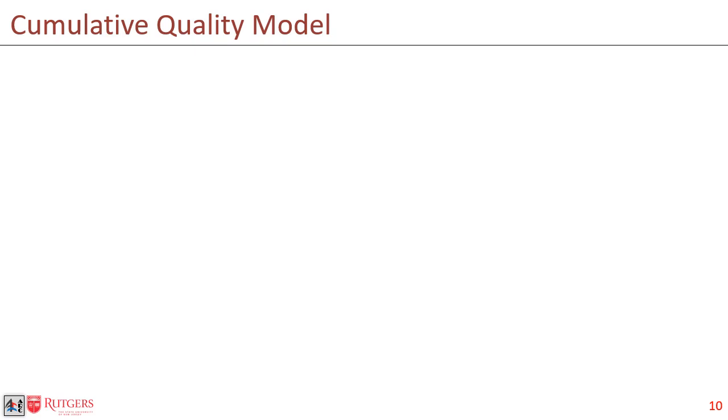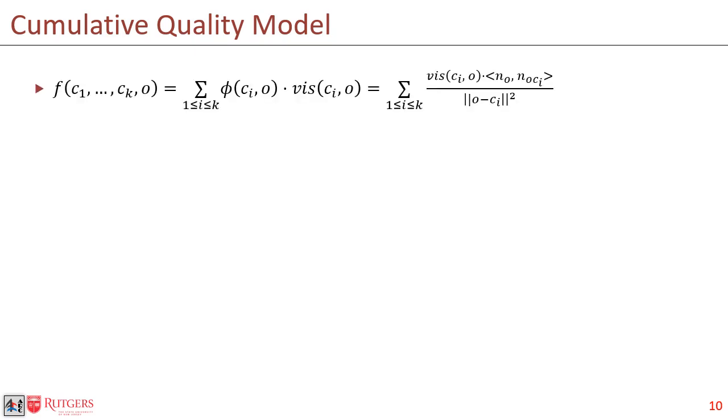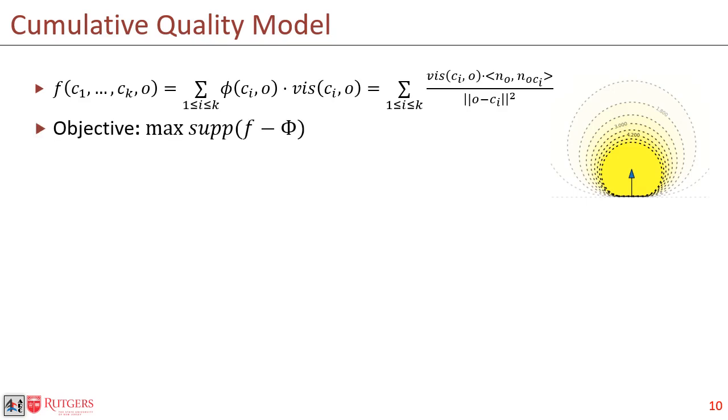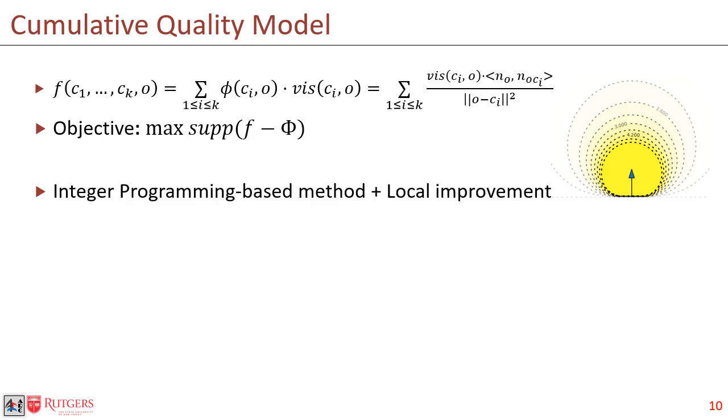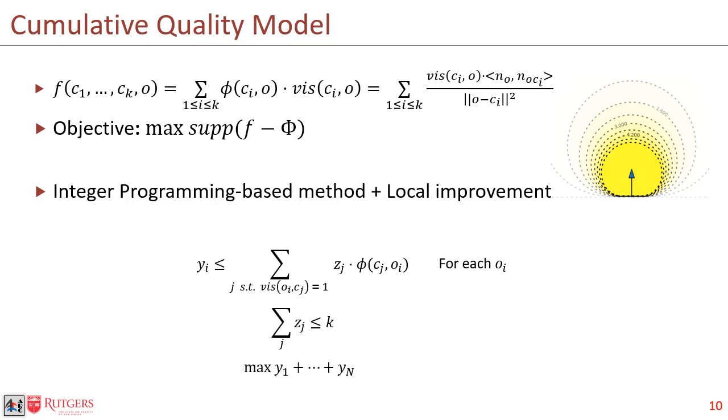The last and more complicated cumulative quality model considers both the distance from a sensor location to the surface points and the norms on the surface. The right picture shows the correlation between a surface point with norm pointing up and the sensing quality provided by sensors at different locations. The objective is to maximize the area of the surface that can have enough coverage quality phi, that is, to maximize the support of the function f minus phi. Similar integer programming-based methods plus local improvement still can be applied.